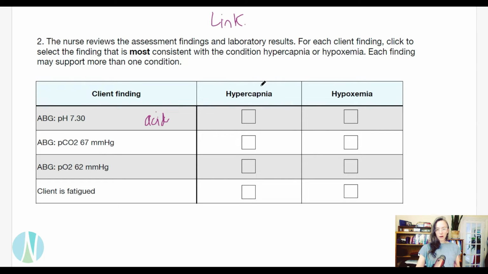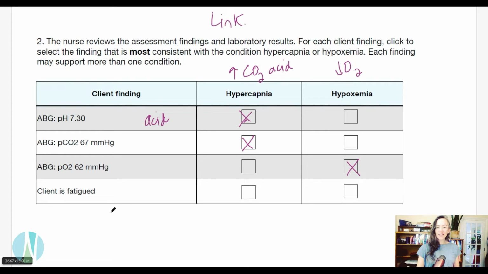And which one would it go with? Well, you have to know what these words mean. So hypercapnia means a high CO2 level, which makes the blood acidic. And then hypoxemia is a low O2 level. So we're basically just matching up some definitions here. With the pH or the blood being acidic, I would think that they could definitely have hypercapnia, maybe not hypoxemia though. The CO2, well, it means hypercapnia, so obviously it goes with that one. The O2, it was 62, so that goes with hypoxemia.